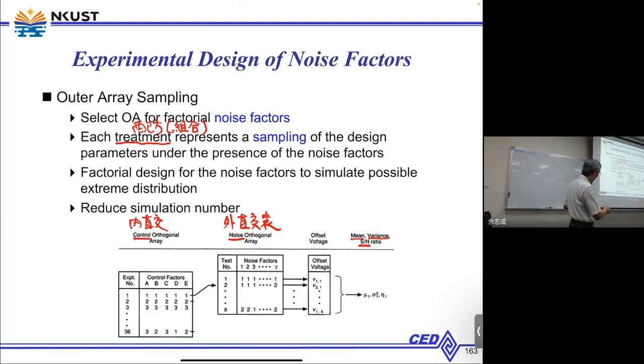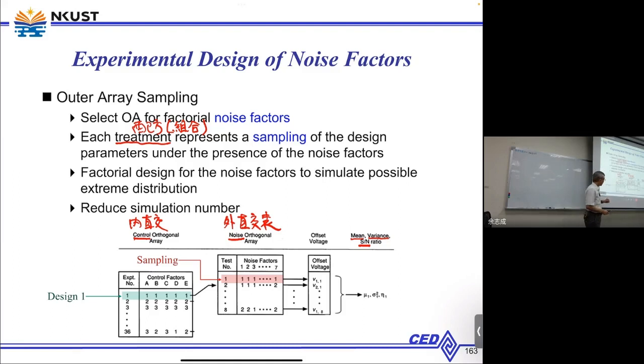And we put all the important noise factors in another array. We call this the outer orthogonal array. So for each design, we call the combination in the inner array a design. We need to take some samples, and we are using the outer array to do the sampling. So for each design, we will go through the outer array.